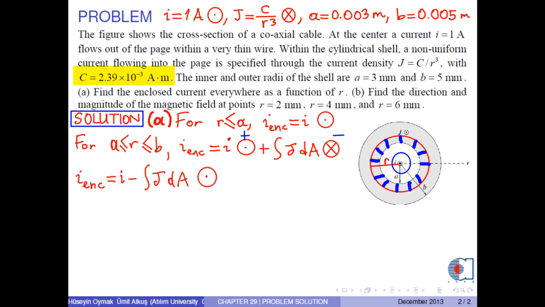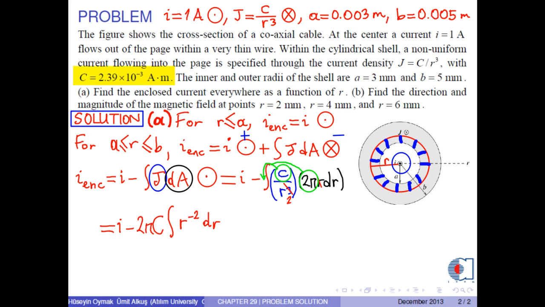Direction is out of the page. J is C over r cubed. dA is 2 pi r dr. r cubed is simplified by r. The constants 2 pi and C can be taken outside the integral sign. So the enclosed current becomes I minus 2 pi C integral of r to the negative 2 dr. The integral limits are a and r.